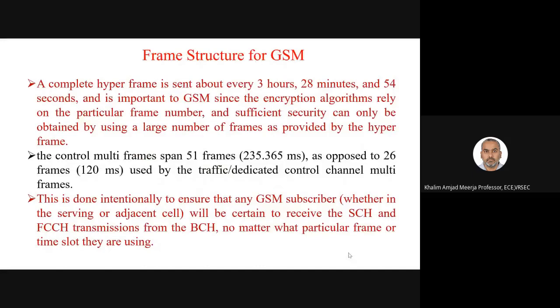Now the control multi-frame spans 51 frames, which is 235.365 milliseconds, as opposed to 120 milliseconds of the traffic or dedicated control channel multi-frame. So the control frame occupies larger time compared to a traffic or dedicated control channel multi-frame. Now, this is done intentionally to ensure that any GSM subscriber, whether in the serving cell or adjacent cell, will be certain to receive SCH and FCCH transmissions from the BCH, no matter what particular frame or time slot they are using.